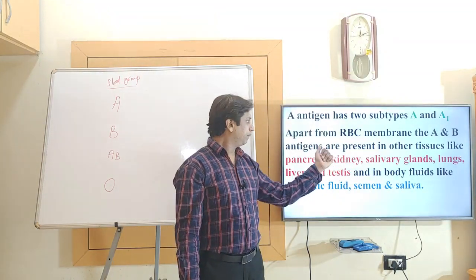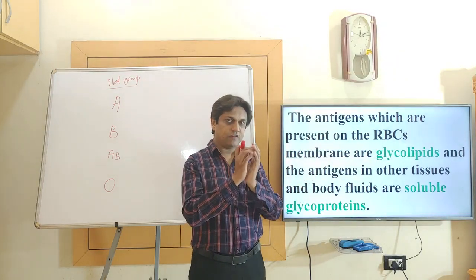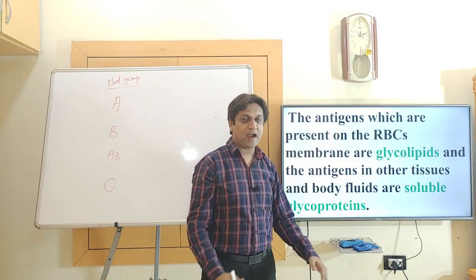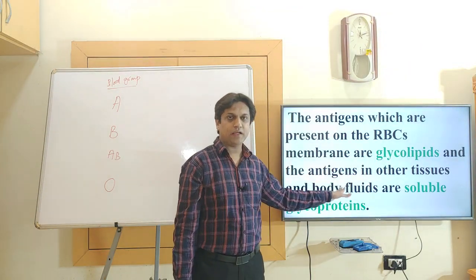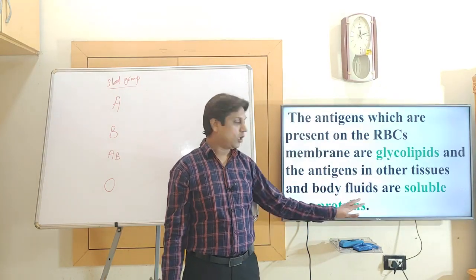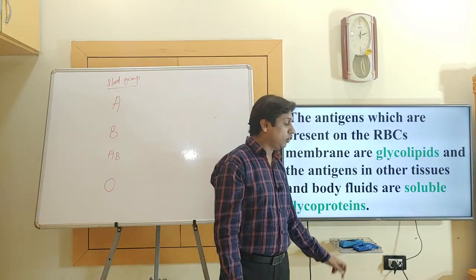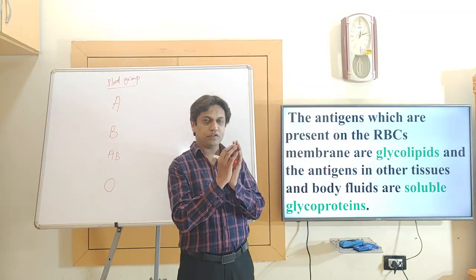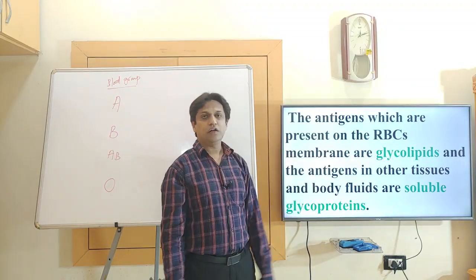The antigens which are present on the surface of RBCs are chemically glycolipids, and the antigens which are present in other tissues like pancreas, salivary glands and amniotic fluid are chemically soluble glycoproteins in nature. That is the difference between the antigens which are present on the surface of an RBC and the antigens which are present in the other tissues.